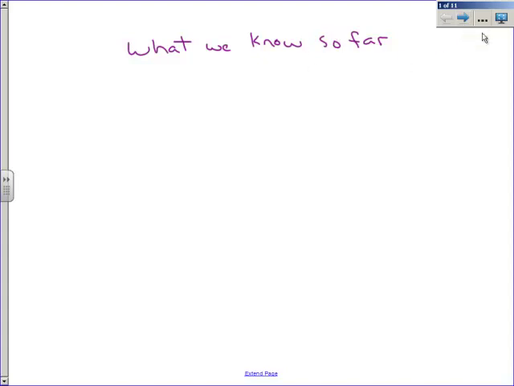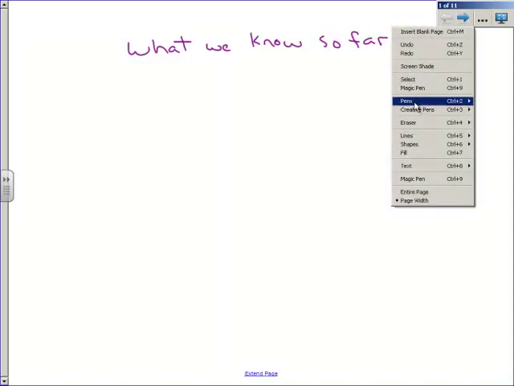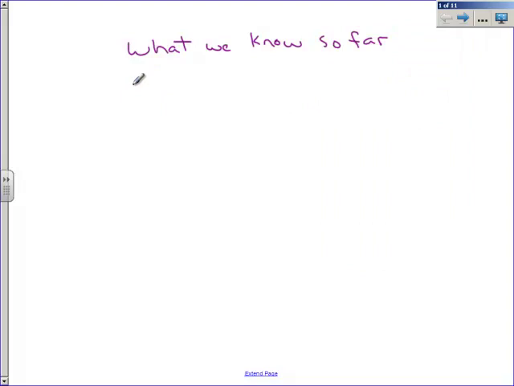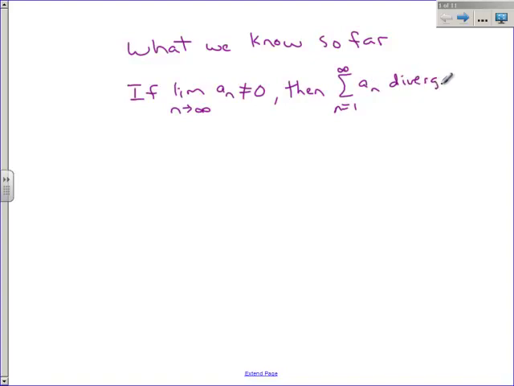So let's talk about what we know so far with our series, which is not much. We only know one thing. We know that if the limit as n approaches infinity of a sub n does not equal 0, then the summation from 1 to infinity of a sub n diverges. And that is all the nth term test says.